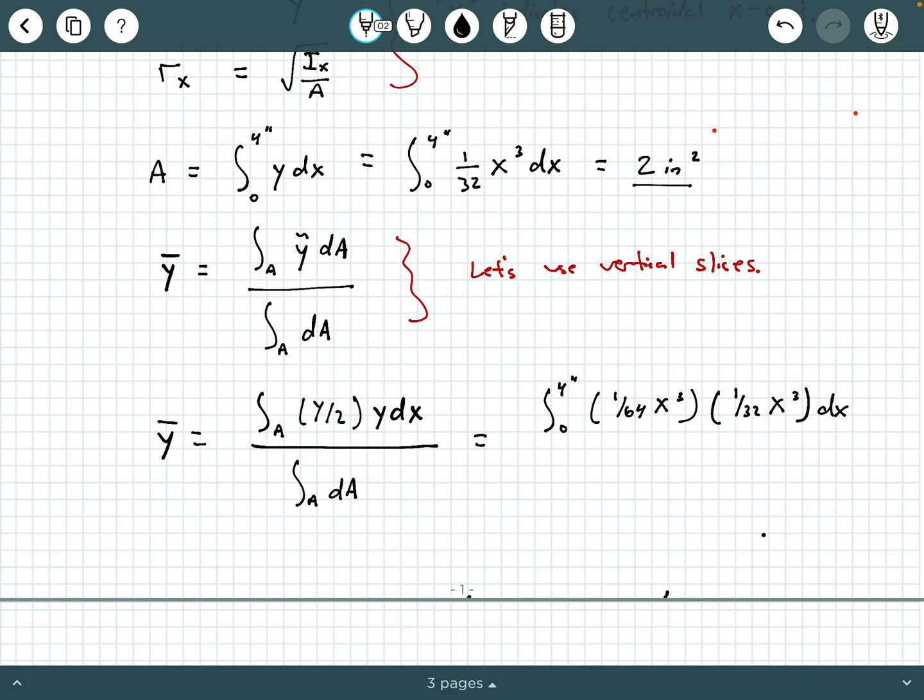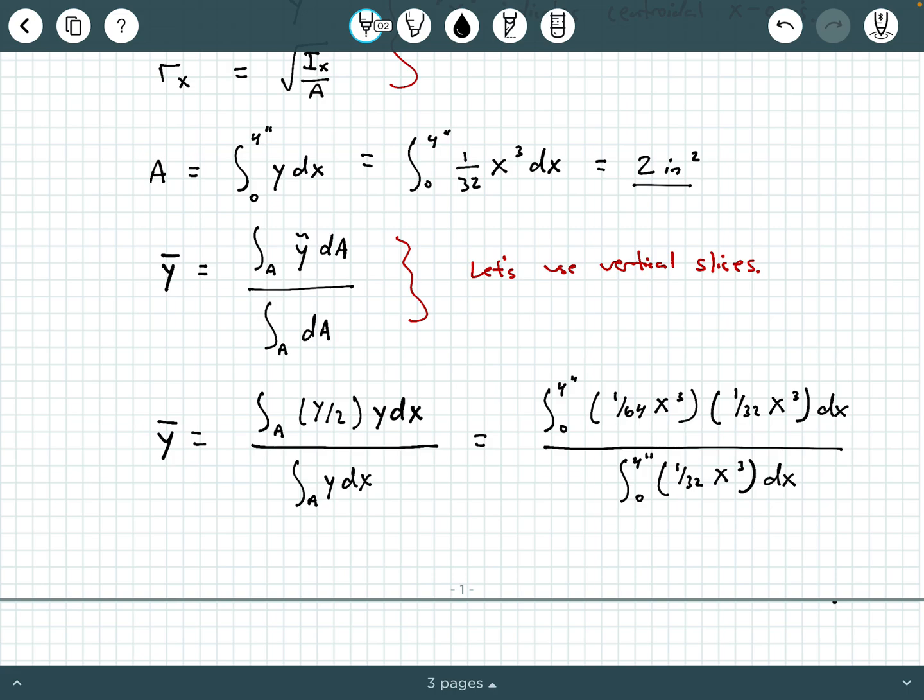And then we have dx, and then all divided by the integral from 0 to 4 inches. Again, y dx, you could write this dA as y dx now. So written as y dx, that's, of course, 1 over 32 x cubed dx.